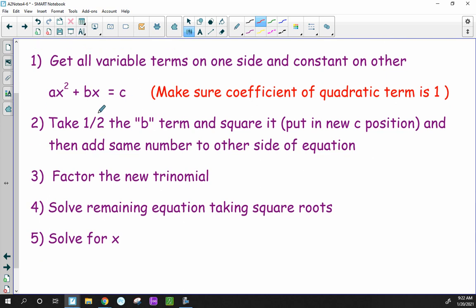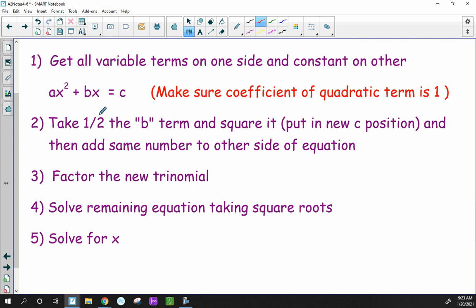Okay, step 2, you're going to take 1/2 the b term. And so whatever this number is in front of x, you're going to take half of it, which is essentially the same thing as dividing by 2. You can do that part in your head. Then you're going to square that answer. Whatever number you got, you're going to square it. You're then going to put it in a new c position, and I will explain that in a few minutes with an example. And these steps will make a lot more sense when you're seeing it in action.